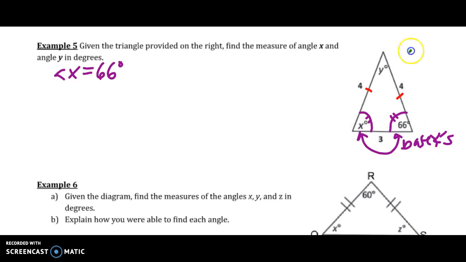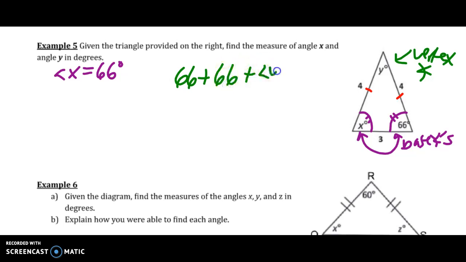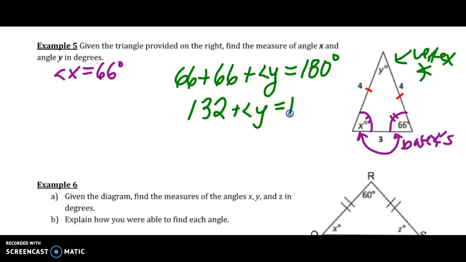Alright, y is now my vertex angle. Again, just reinforcing vocabulary here. So we know that 66 degrees plus 66 degrees plus angle y will give us 180 because these are the interior angles of a triangle. So that gives us 132 plus angle y equals 180 degrees. So the measure of angle y is 48 degrees.